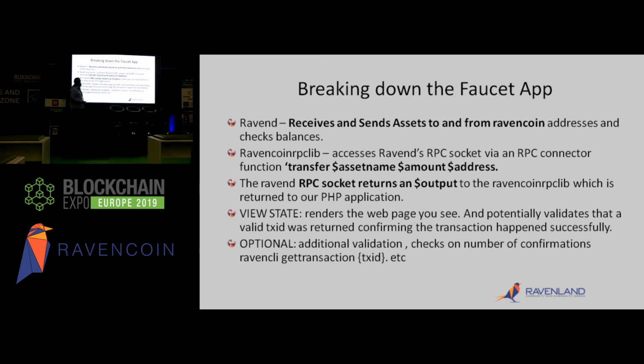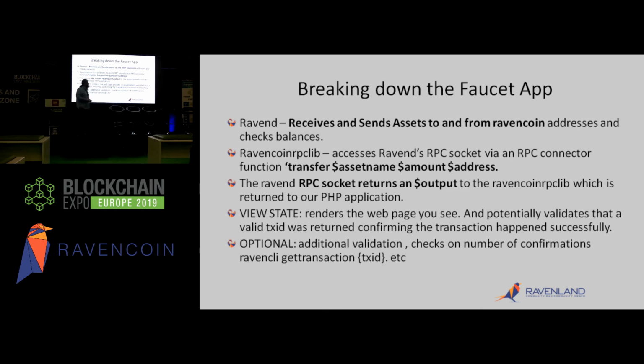So what does the faucet app do? Well, it receives and sends assets to and from Ravencoin addresses. Fairly simple. But then we have something called Ravencoin RPClib. This is just like an include function that we call in our script, like a standard website would in PHP. And all we do is programmatically send transfer asset name amount address. So this is something that someone could set up in 10 minutes or so, with the help of someone like myself, I'm sure. And it's remarkable, really, because once you've got past that point, you're already at the view state.